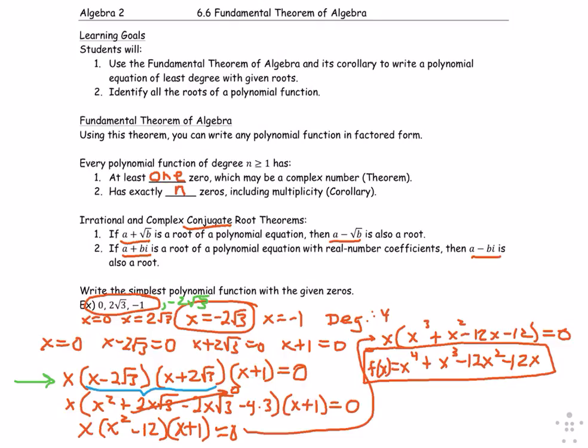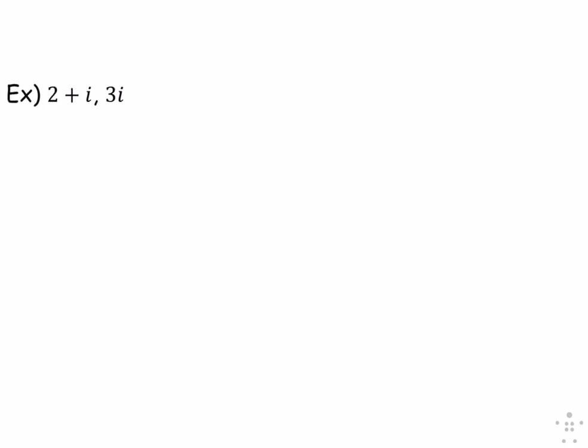And then you multiply them all together. So then you could save these two initial steps. Now, let's work with imaginary roots. They also come in pairs.